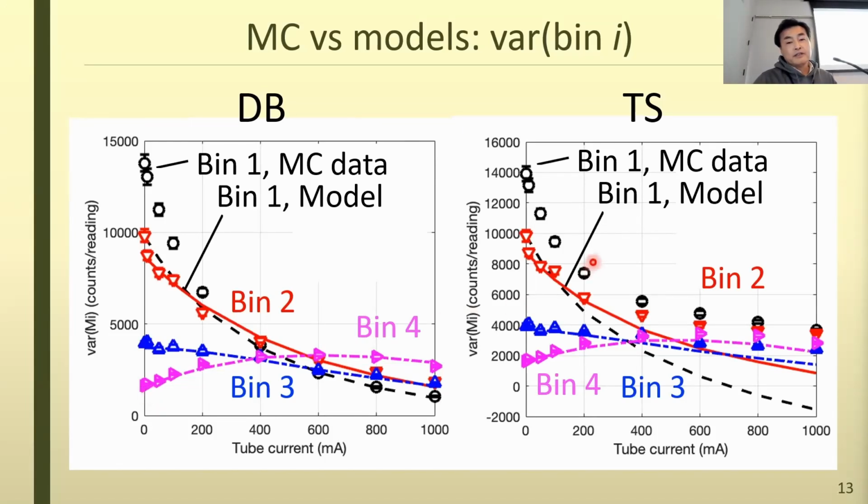In contrast, if you take a look at this right plot, the disagreement is obvious when the count rate is low for bin 1. The Monte Carlo data goes this way, while the statistical model predicts this performance. So there's a very large disagreement between the model and the data, and that can be observed with bin 2 in red as well, the discrepancy between them. Bin 3 and bin 4 have a reasonable agreement, but not as good as the dB.